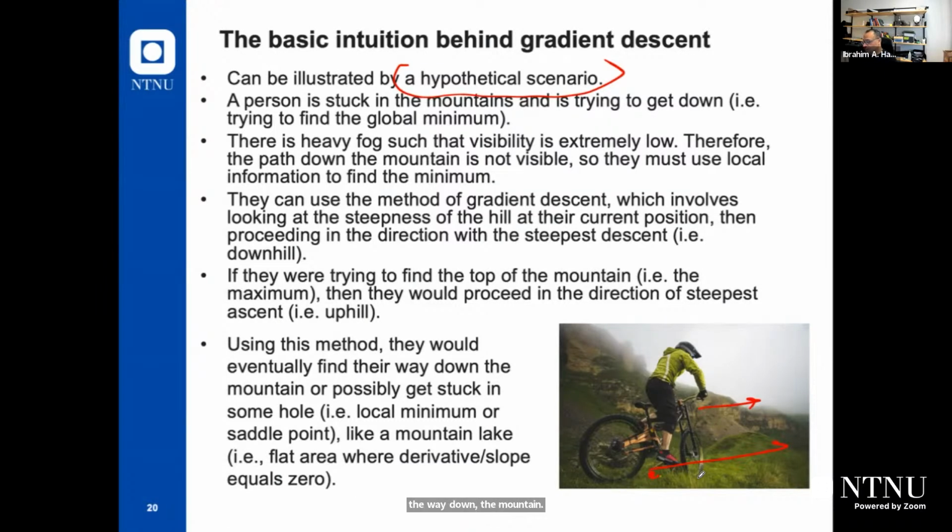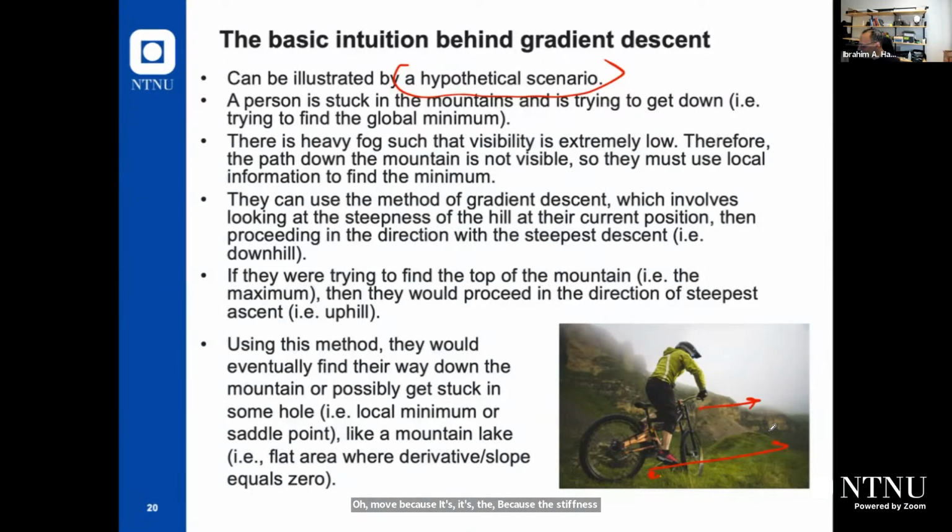Using this method, you will eventually try to find the way down the mountain, or maybe you will get stuck in some hole, because at some point maybe you will go down and find yourself in a hole, correct? So there is no way to move forward. If you follow the same strategy, it will be very difficult to move, because the steepness is ascent from each direction, not descent.